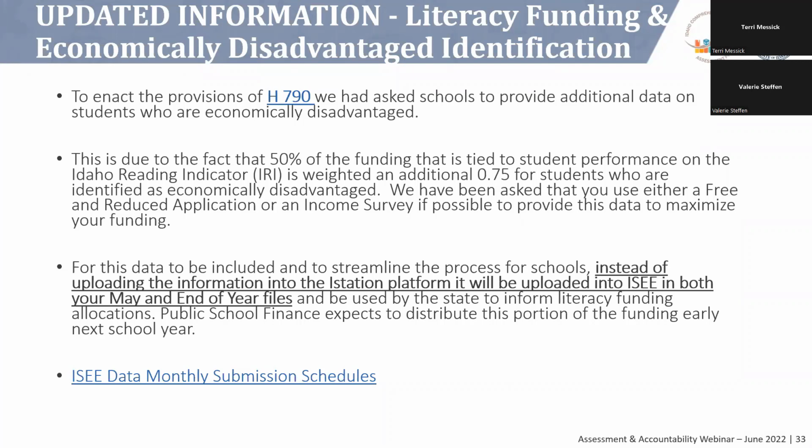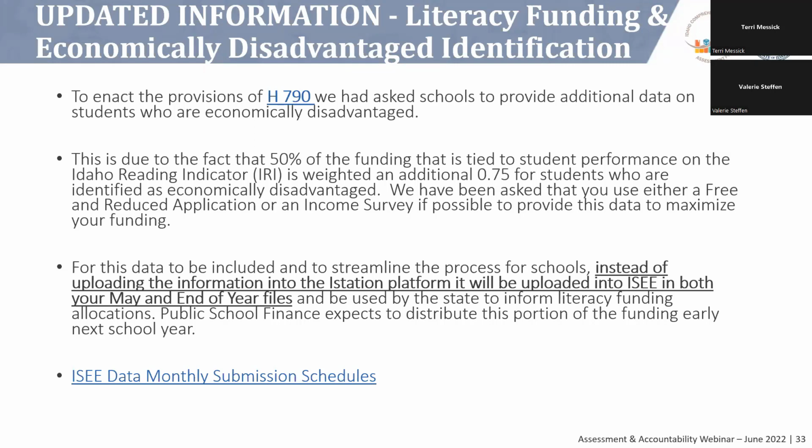We have been asked that you use either a free and reduced application or an income survey if possible to provide this data to maximize your funding. For this data to be included and to streamline the process for schools, instead of uploading this information into the Istation platform, it will be uploaded into IC in both your May and end of year files and be used by the state to inform literacy funding allocations.